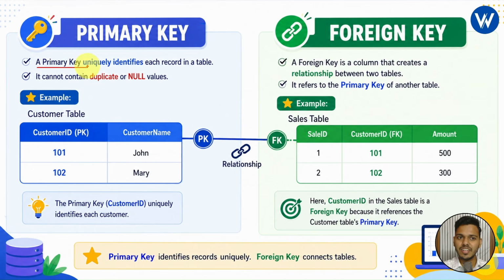A primary key uniquely identifies each record in a table. So basically it contains only unique identities. As I already discussed, this is the primary key which contains unique records. So basically there is no repetition. It cannot contain duplicate values or null values. This is very important, guys.